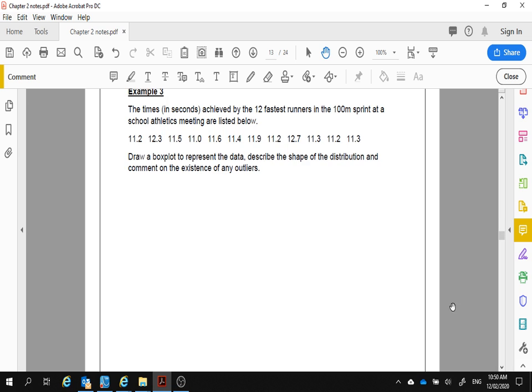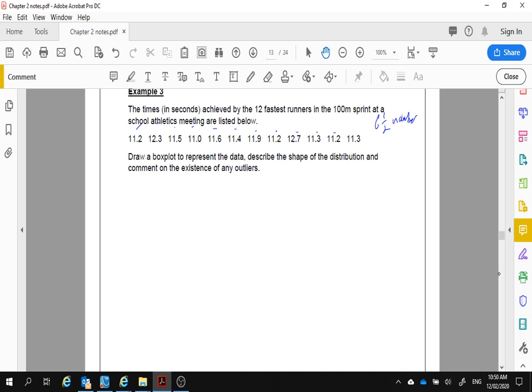Example 3 says the times in seconds achieved by the 12 fastest runners in the 100-metre sprint at a school athletics meeting are listed below. Draw a box plot. So again, there is 1, 2, 3, 4, 5, 6, 7, 8, 9, 10, 11, 12. So again, we're looking at the 6.5th number for the median. So I've got to put them in order.